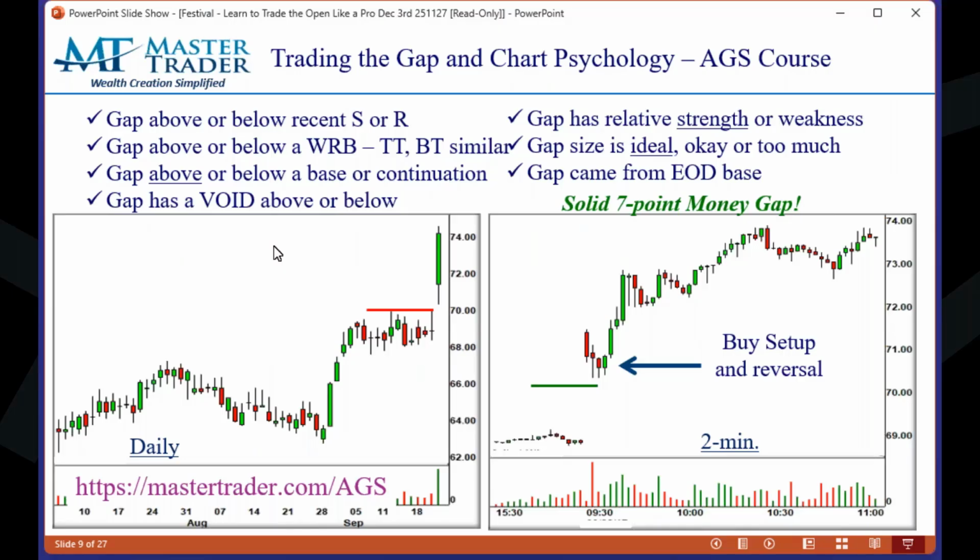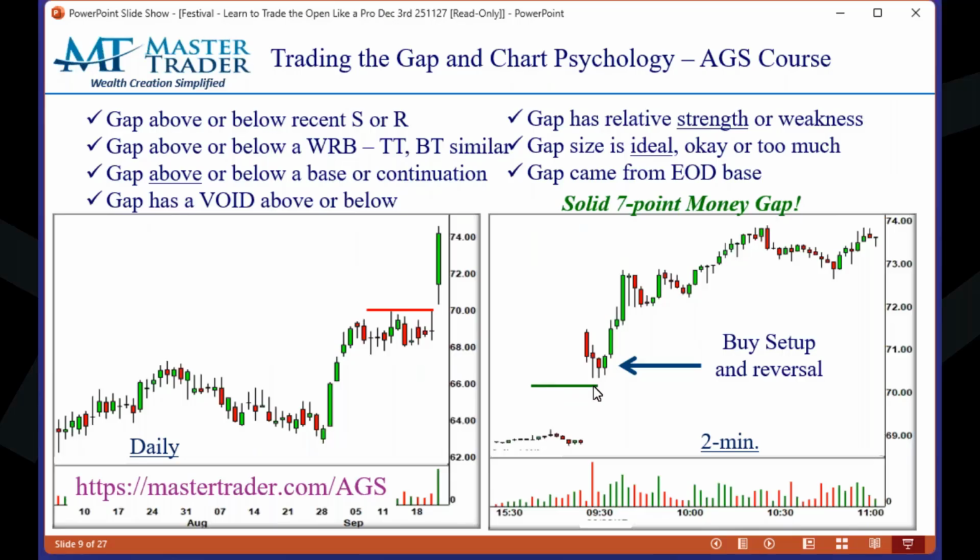What that means is, for going long, you look to the left. Is there any significant resistance or congestion to prevent this setup from moving higher? That's how we define a void. I need more data here to look to the left, but this has a beautiful void. Does the gap have relative strength? Well, relative strength, it came in a very controlled manner.